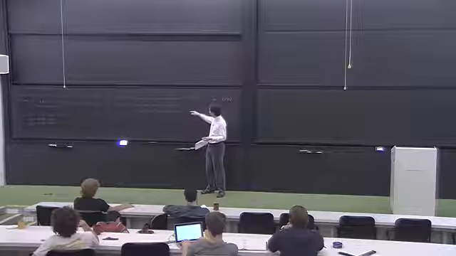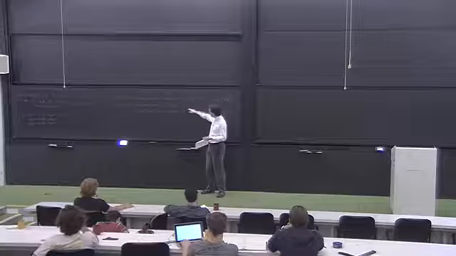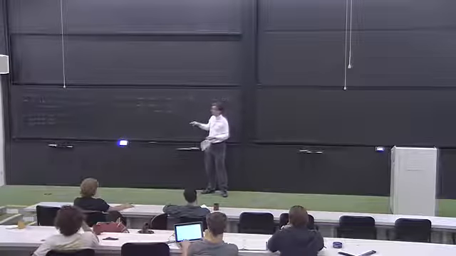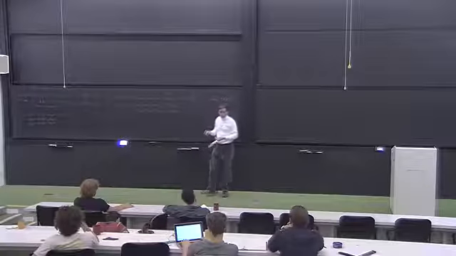because twice as long is compensating for the square root. 2 to the n versus 2 to the n over 2.